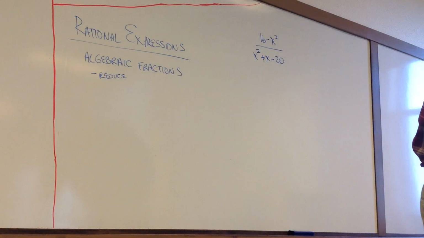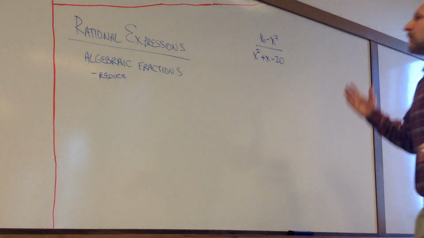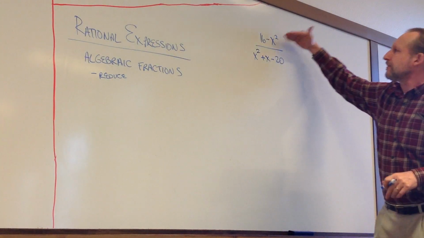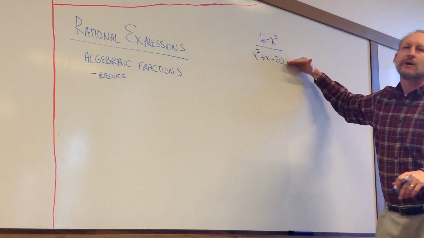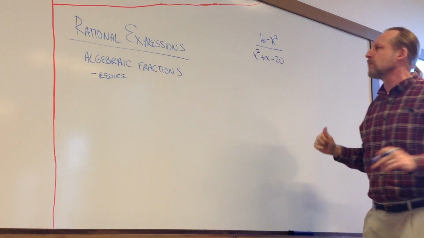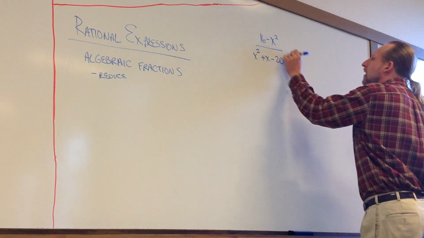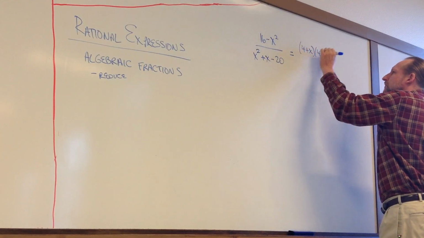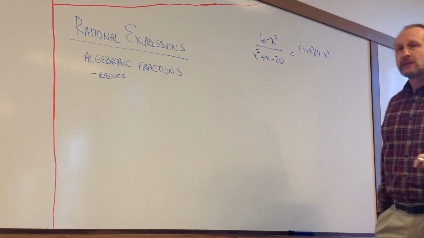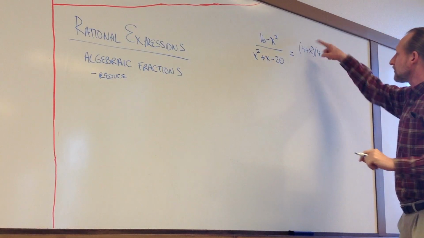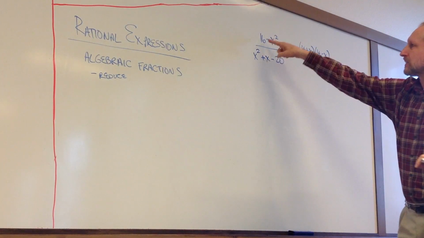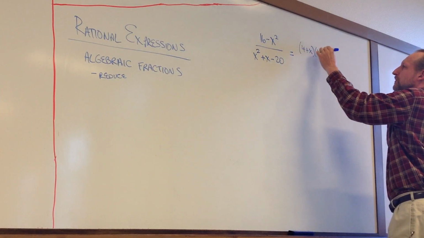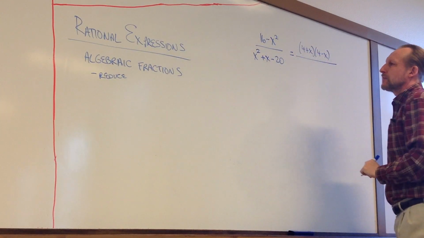Okay, so the main question, whenever we get a problem like this and we want to reduce it to lowest terms, what are the factors on the top? What are the factors on the bottom? That's what we want to know. Okay, so on the top, this is a difference of squares. It factors as 4 plus x times 4 minus x. And if you multiply this back through, you'll get a positive 16 and a negative x squared. And those two middle terms, the plus 4x and the minus 4x, cancel each other out.